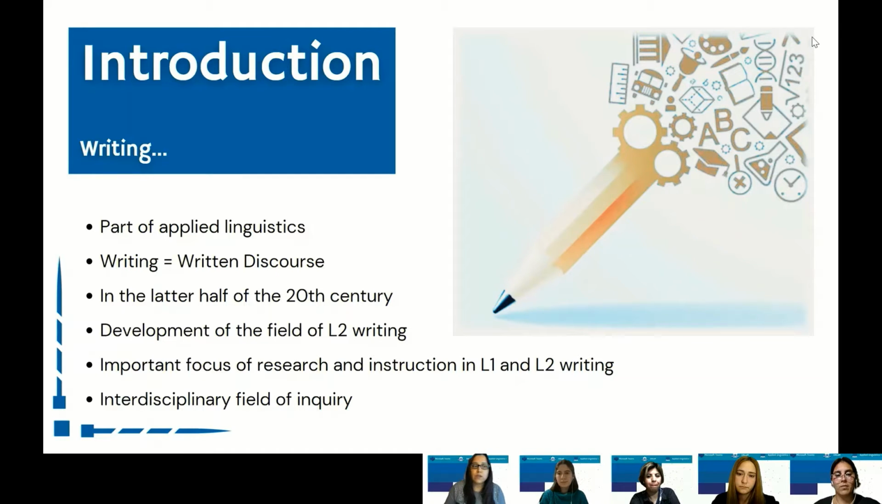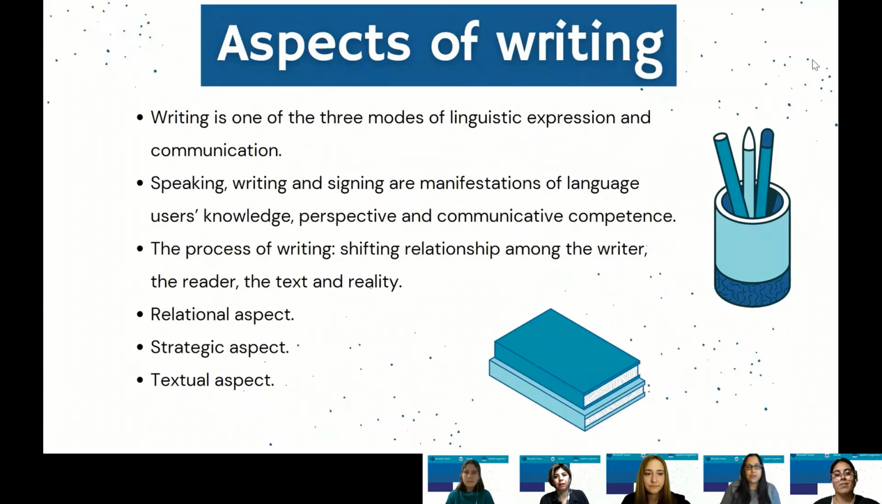With the development of the field of second language writing, the act of writing also became an important focus of research and instruction in first language and second language writing. More recently, second language writing has evolved into an interdisciplinary field of inquiry involving many related fields, including applied linguistics and composition studies, which are themselves highly interdisciplinary.